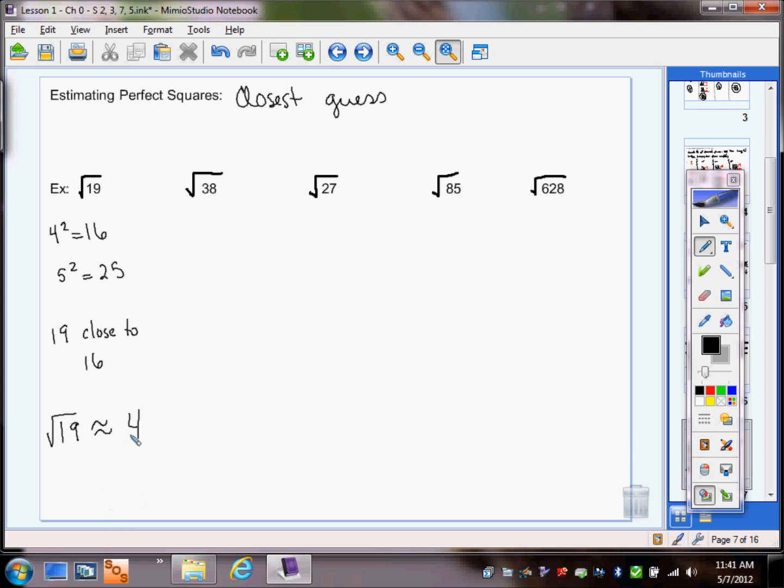It's not exactly 4. It's some decimal that's going to go on and on forever, and without a calculator that can tell you that, there's no way for you to calculate this. There's no math that you can do at this level and calculate this. So you're going to make your best guess. So 4 squared is 16, 5 squared is 25, 19 is close to 16, so I'm going to say it's close, it's about 4.